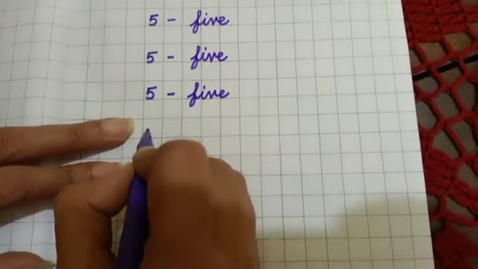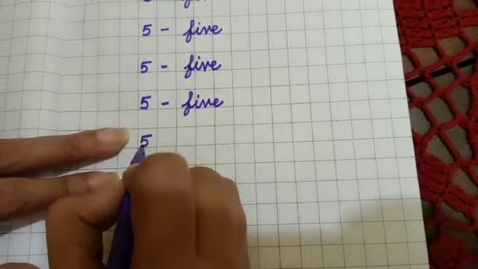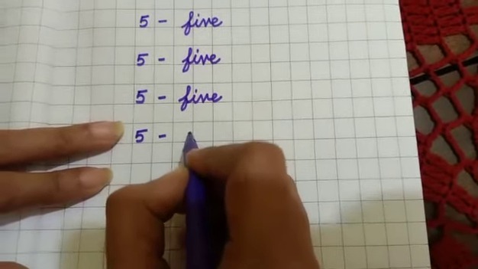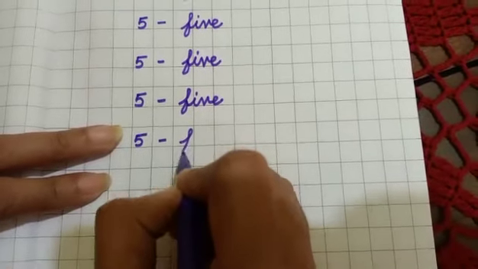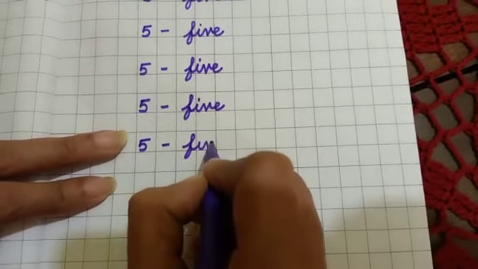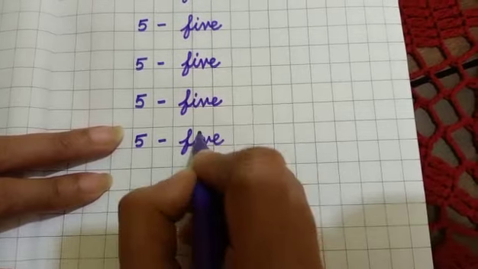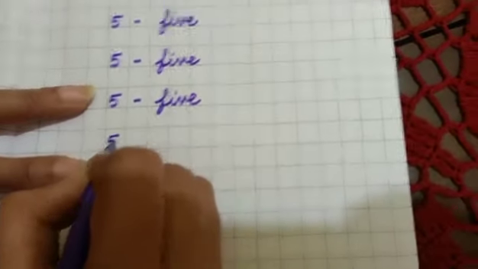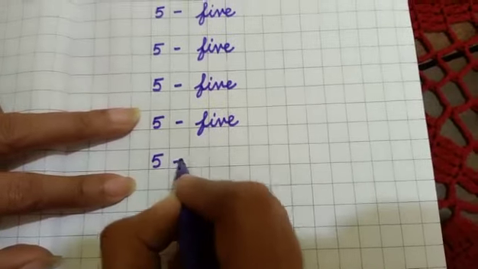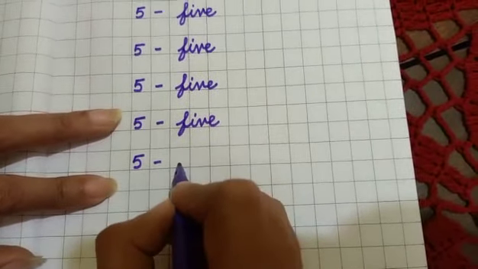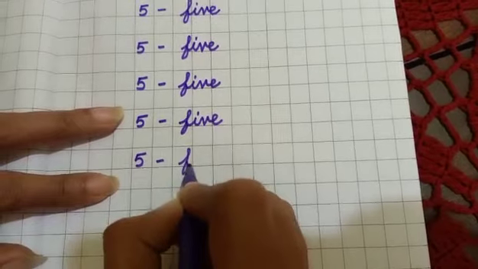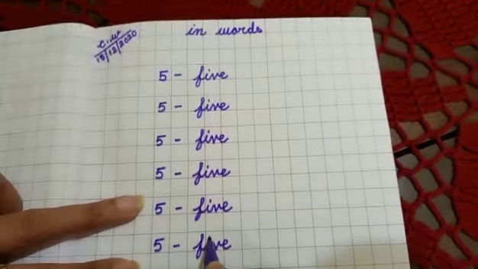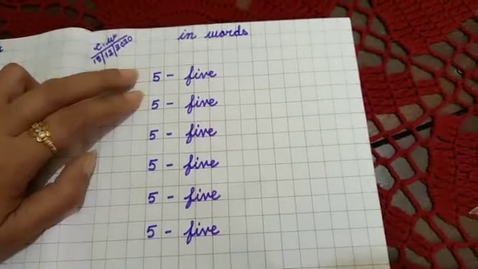Okay, again write the number 5 here, give dash and the words 5. F, I, V, E, 5. Okay, one more. Write number 5, give dash and the word 5. F, I, V, E. Now let's repeat the number.